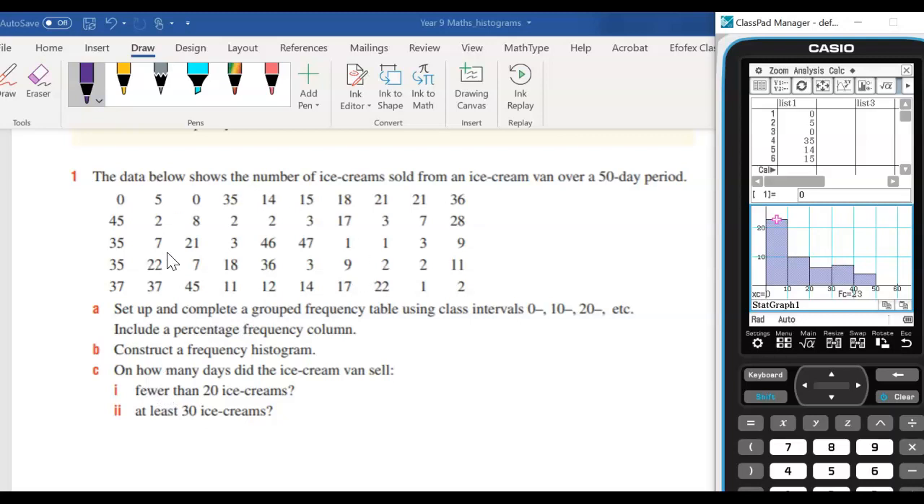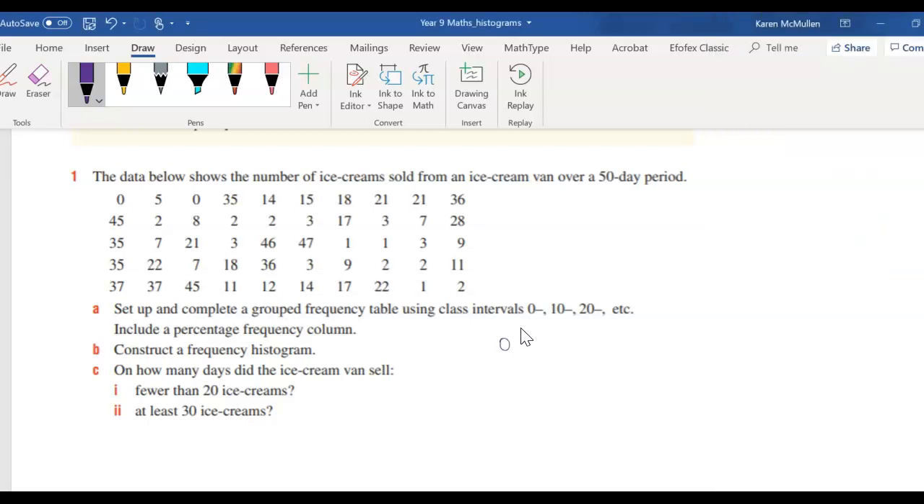If you were going to do it by hand, you would actually need to put in a tally. So you can just go from 0 to 9, 10 to 19, 20 to 29, 30 to 39, and so on, and then count up how many fit in each interval, and then you can do your histogram that way, but it's a lot quicker to do on your calculator.